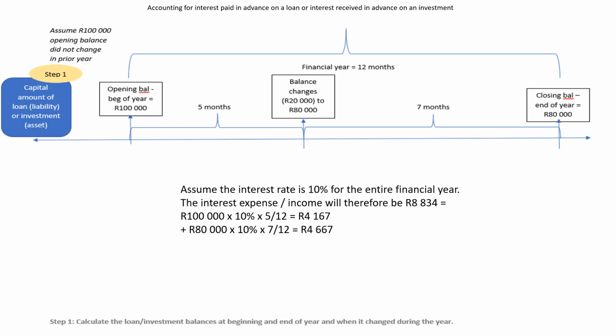So at this point, we could already work out the interest, because we would work out interest on 100,000. If the interest is 10%, that would be for 5 months, 4167 would be your interest. And then for 80,000 for 7 months, the interest would be 4667. So the interest for the year would be 8834, and that's what you would show as either your interest expense or your interest income on your statement of profit and loss.